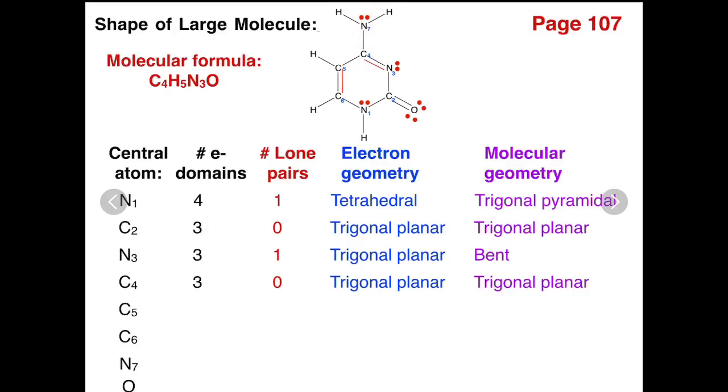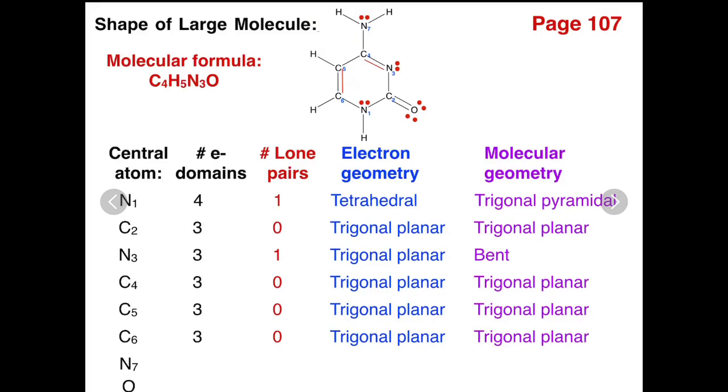Okay, C5, same as C4. Only 3 electron domains, no lone pair, therefore electron domain geometry and molecular geometry would be the same, which is trigonal planar. C6 would be the same as C4 and C5 in this case, right? N7 has 1, 2, 3, 4 electron domains, so it would be tetrahedral, but there is one lone pair, therefore the molecular geometry would be trigonal pyramidal.